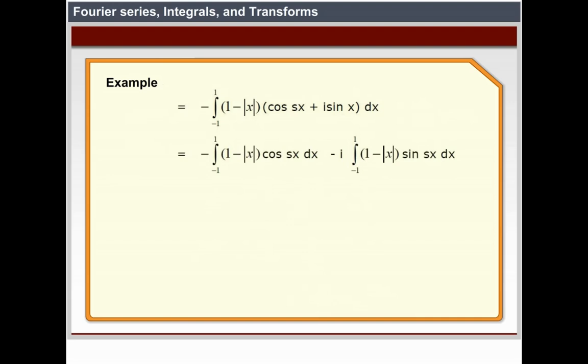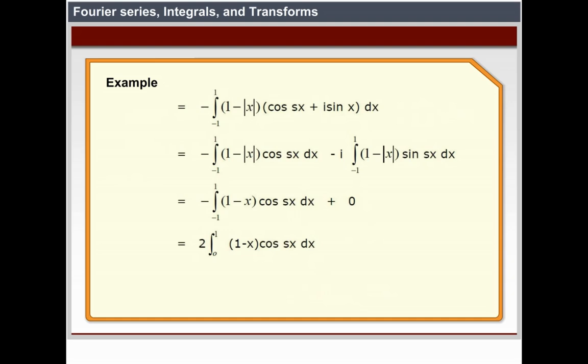This equals the integral from -1 to +1 of (1 - |x|) cos sx dx plus i times the integral from -1 to +1 of (1 - |x|) sin sx dx. The second integral is 0, since the integrand is odd. It's an even function, so the integral changes to 2 times the integral from 0 to 1 of (1 - x) cos sx dx.